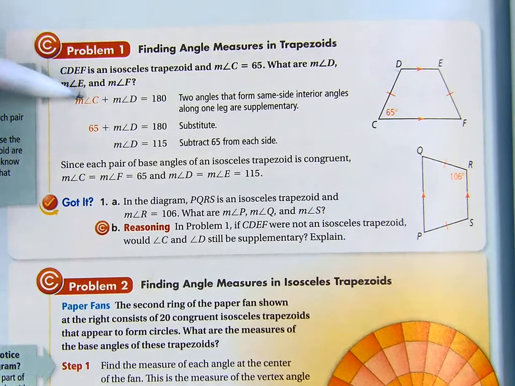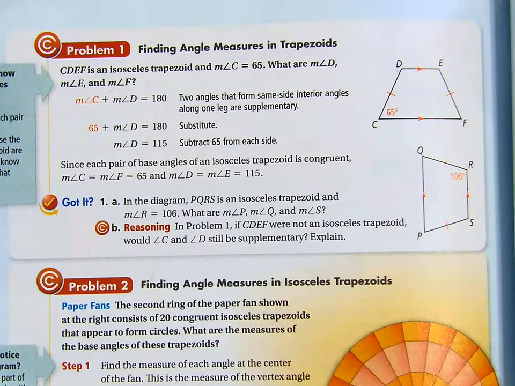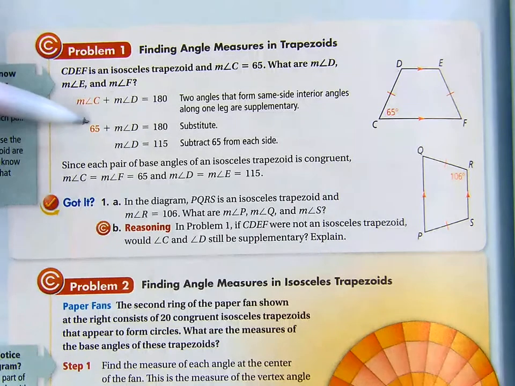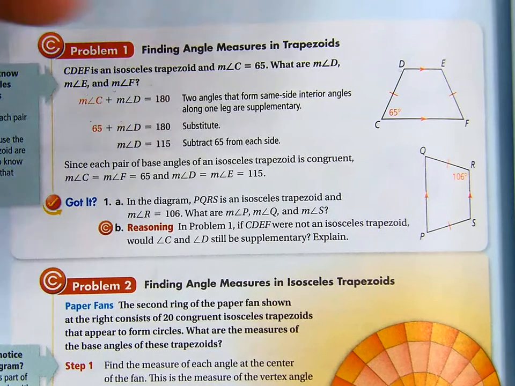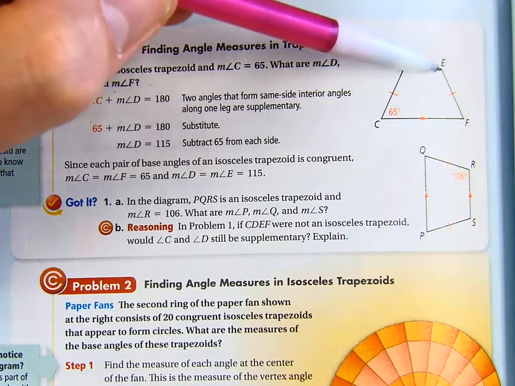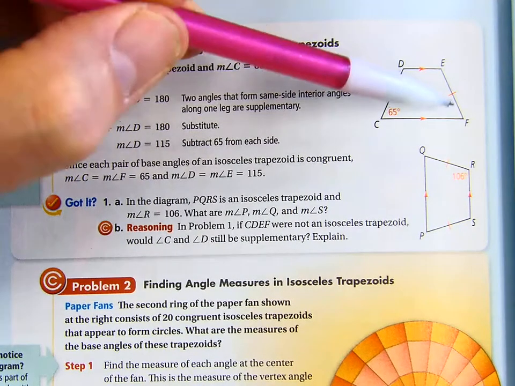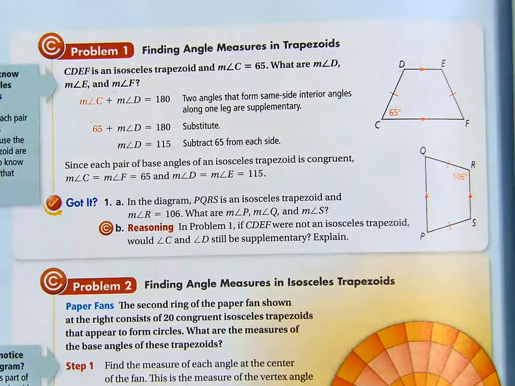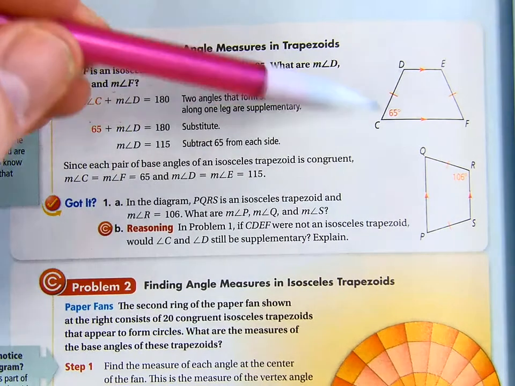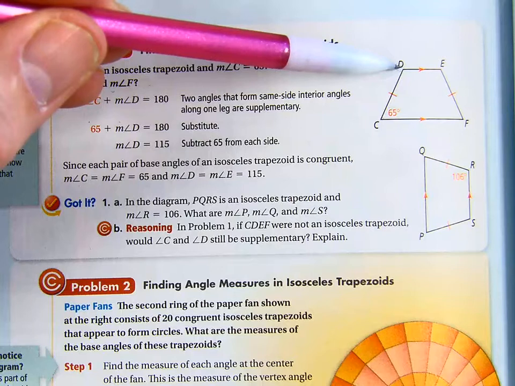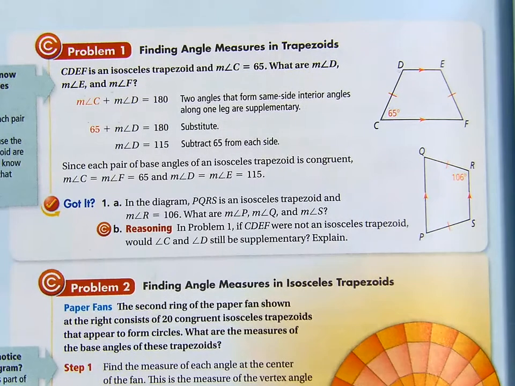Now over here what they did is said angle C and angle D is equal to 180. Like I said, they're same side interior angles. If angle C is 65, then angle D will make up the difference, so angle D has to be 115. So that means angle D is 115, angle E is 115, and these two are both 65. So you're going to have two pairs of congruent angles because the base angles will be congruent. But then this base angle and that angle will always be supplementary because the lines are parallel.